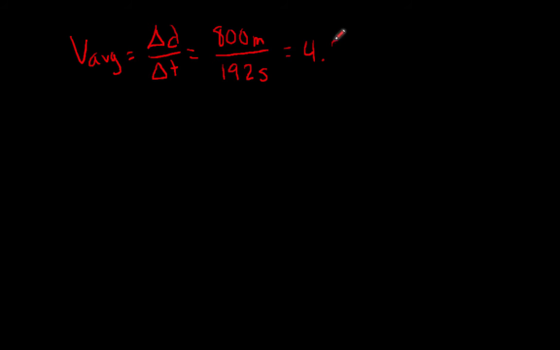This equals 192 seconds. The average speed is calculated by change in distance over change in time. This is 800 meters divided by 192 seconds. This equals 4.2 meters per second. The total velocity average is equal to displacement over time.